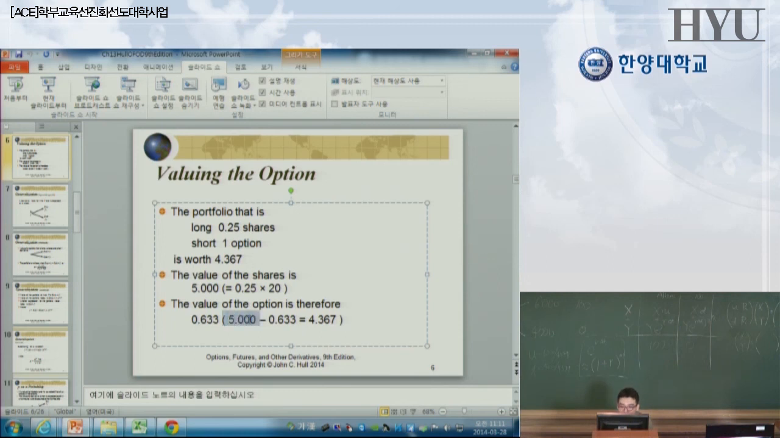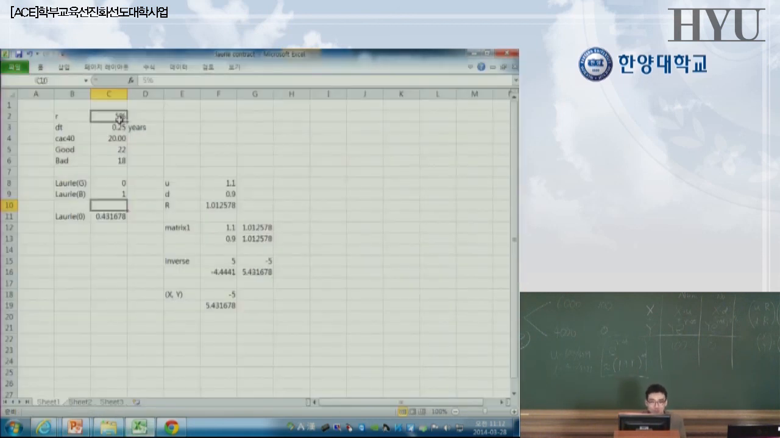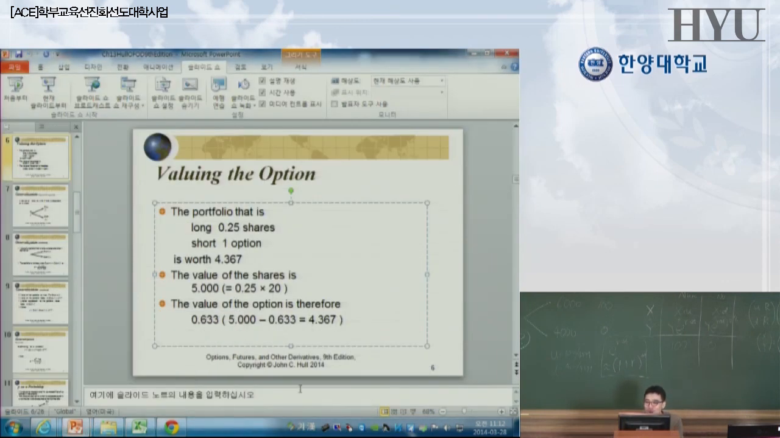Because I take a long position of this one and a short position of stock, and we know the worth is this one. So basically it's one equation, one unknown parameter problem. So the value of the option is 0.633. Let's check it. Now the interest is 12%. Okay, $1.0, exactly the same. 0.633. We have to round up, then the number is exactly the same. So the value of the option is 0.633. Simple, right?